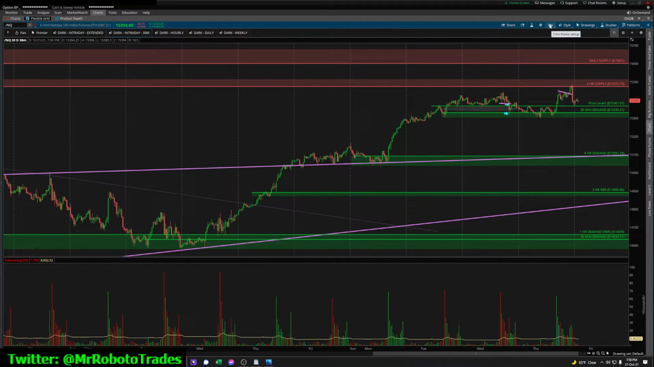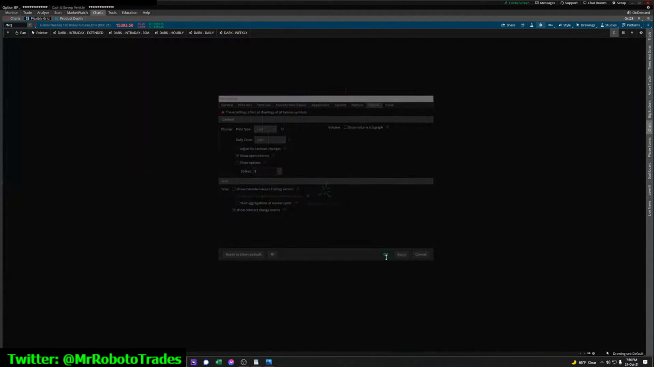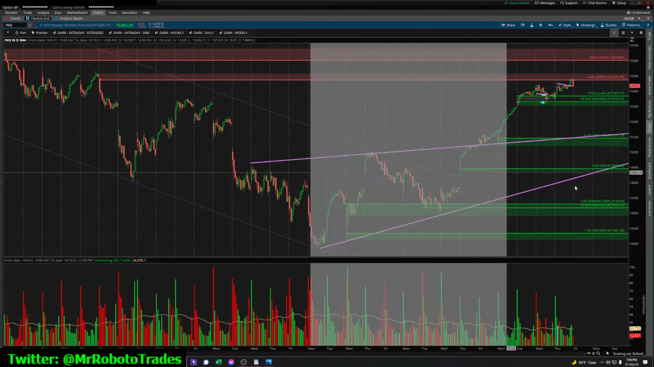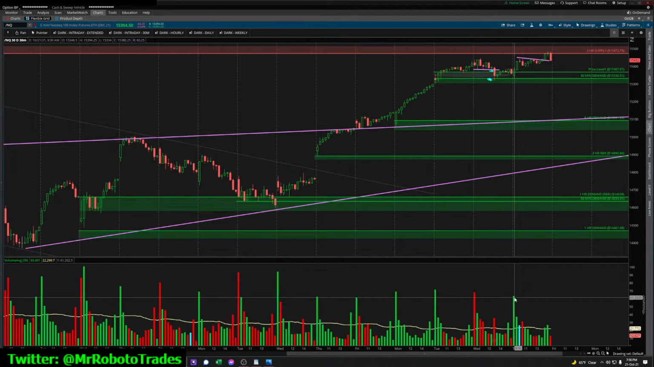And let's look at this volume. All right. Let's go ahead and turn off extended hours. Right. And as you can see here, the first 30-minute volume, we get a green stick. We get a green candle bar, right?